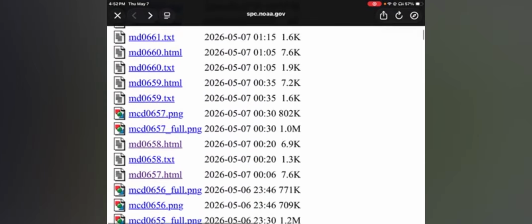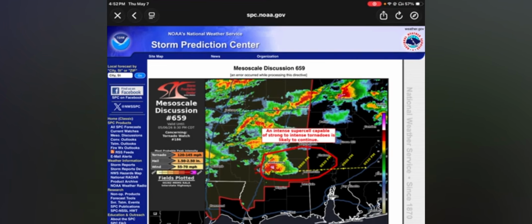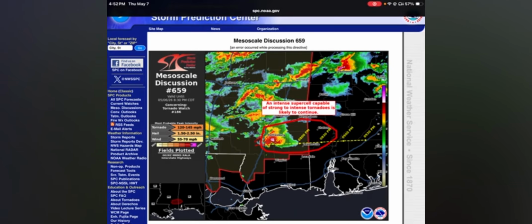That's 658. Let's go to 659. I told you, Mesoscale discussion number 659 would be about this supercell. And I was right. This is a very simple, straightforward mesoscale discussion. It's only showing the radar and interstate highways, concerning tornado watch number 186. Most probable peak tornado intensity 120 to 145. Hail is 1.5 to 2.5, and wind is 55 to 70.